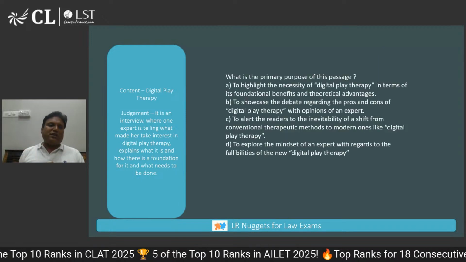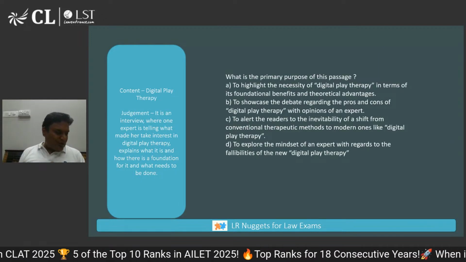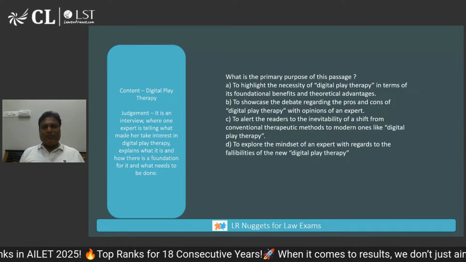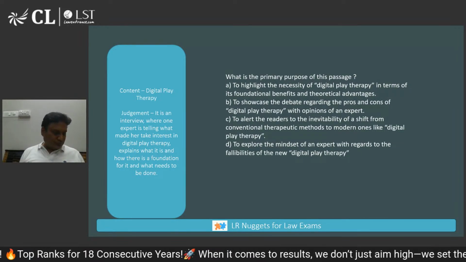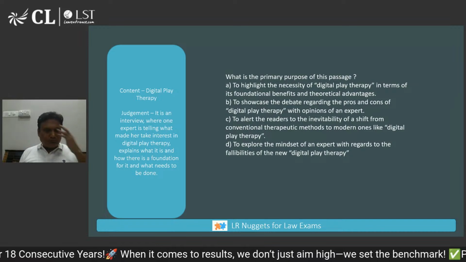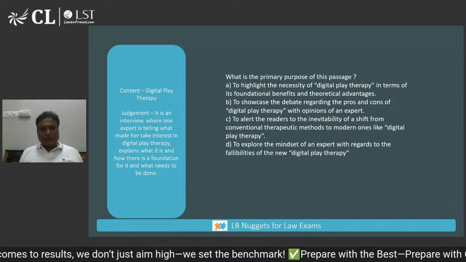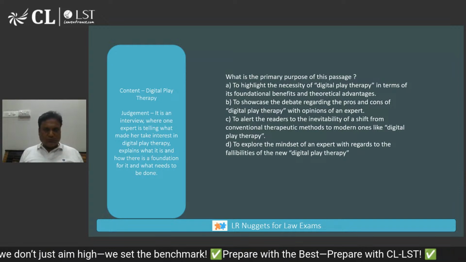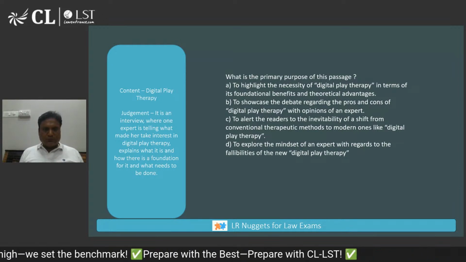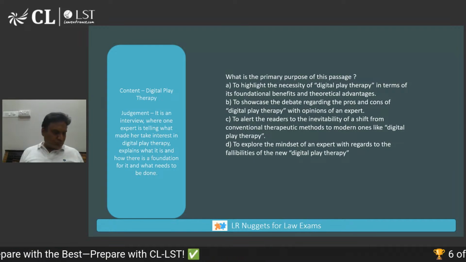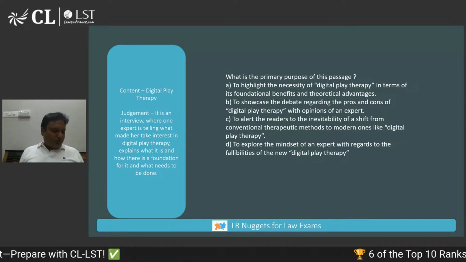Now, this was your question. What is the primary purpose of this passage? So tell me, what is the primary purpose of this passage? Waiting for your responses.